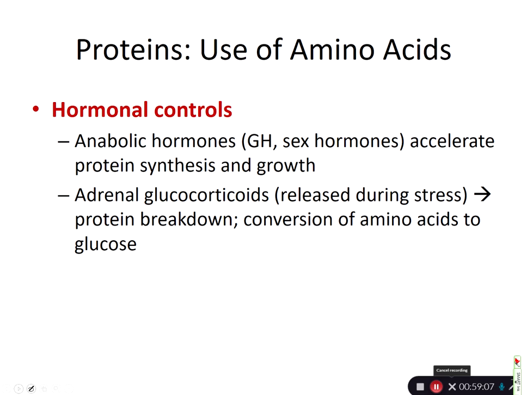And in terms of proteins, I told you that they can be hormones, right? So some amino acids used as hormones are anabolic hormones. Anabolic hormones are things like the growth hormone and sex hormones. These cause you to produce more proteins and cause you to grow. Other proteins can be used as adrenoglucocorticoids. These get released during stress. So these are some hormones that cause you to break down protein, and you convert amino acids into glucose so that you can use them to produce energy. So that's what happens during times of stress.